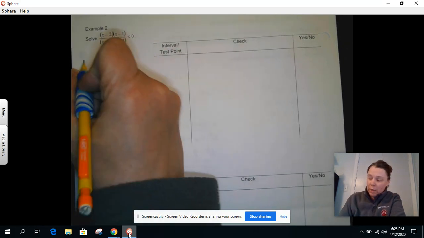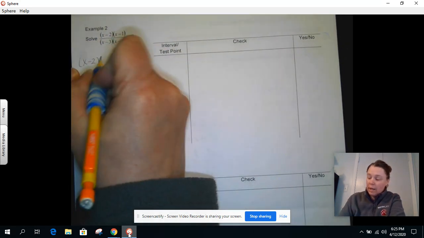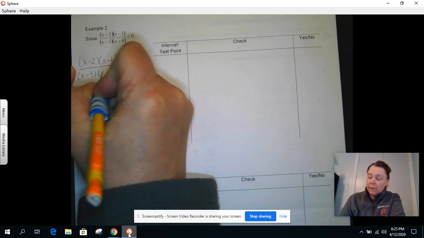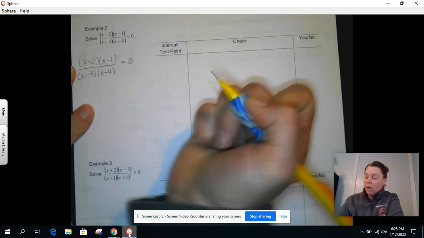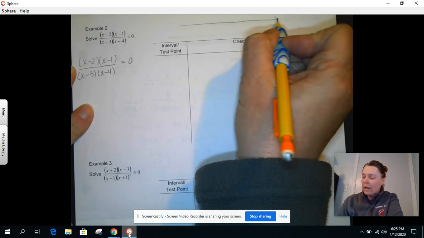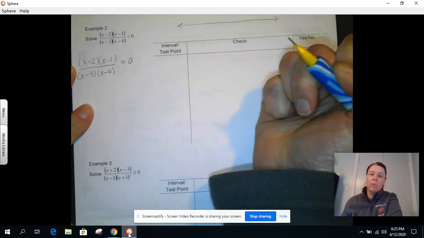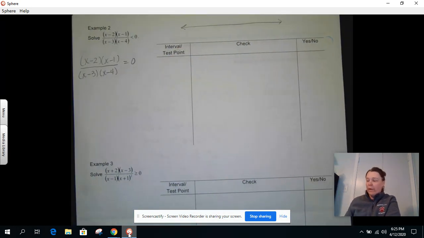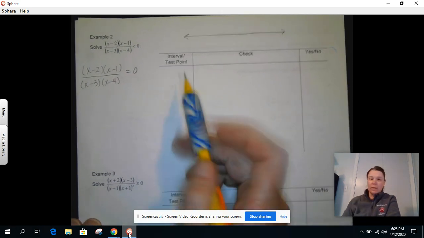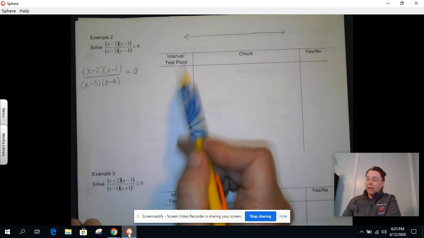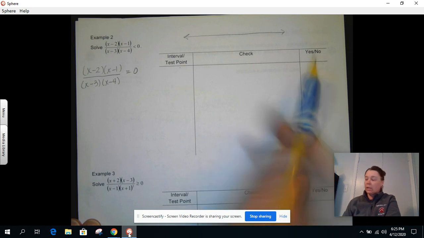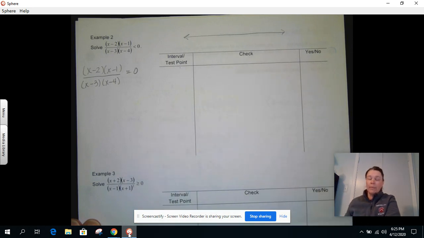I'm just going to write it as x minus 2 times x minus 1, over x minus 3 times x minus 4, equals 0. I'm also going to set up a number line here, and we kind of did this at the beginning of the semester when we were talking about domain and range and what possible values could make a function true. It's going to be that same idea. That's why I have this little setup with the interval and the point I'm going to test and then checking whether or not it works. You don't necessarily have to make a table, and we'll talk more about that in a minute.